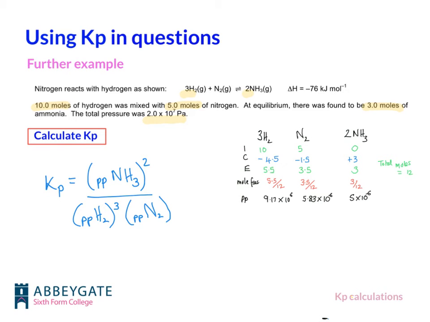Now, if we just consider what the units are going to be at the very end, we've got pascals squared on the top, and on the bottom we've got pascals cubed times pascals, so that's pascals to the 4. So if I've got 2 on the top and 4 on the bottom, then overall 2 is going to cancel out. I'm going to get left with pascals to the -2. Now if I plug in my numbers from my ICE table and where I've worked out the partial pressures, I should be able to work out a value for Kp.